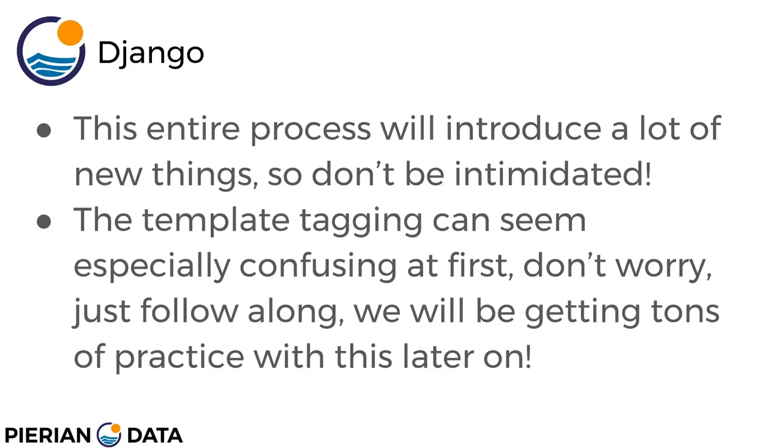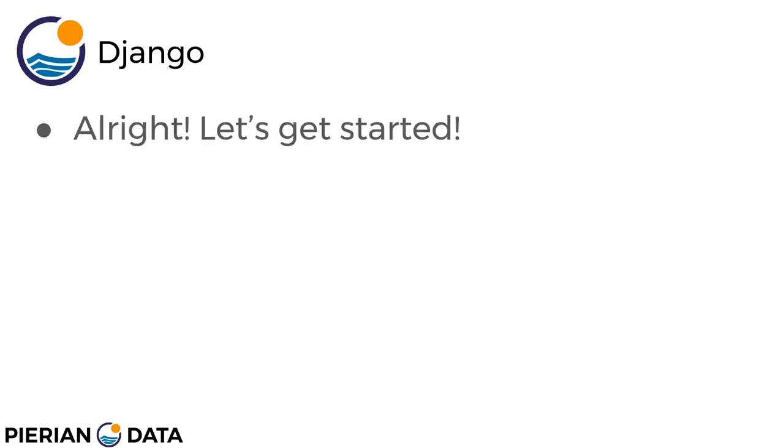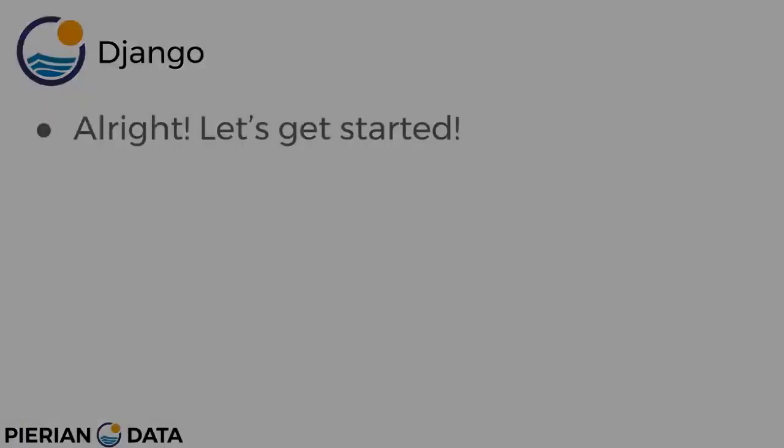We've already seen a little bit of it with the static images that we use template tagging to inject into the HTML. But again, don't worry if the template tagging seems confusing. We're going to be getting tons of practice with this later on as we develop more clones of websites. After we walk through all of this with some code, you will have a challenge to practice your own MTV skills on your own. Level 3 is going to focus a lot more on expanding this idea of MTV and the mapping URL step. That's step number 5, which we haven't really dived into yet, and we won't focus too much on this particular section of the course. Okay. Let's get started. I'm going to open up my editor and walk through this entire MTV paradigm.